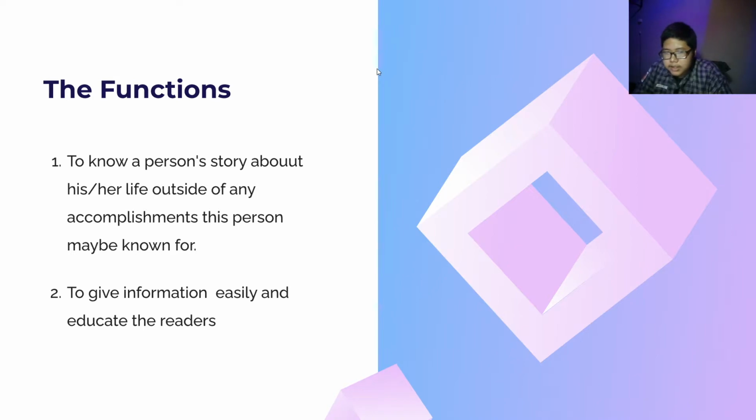Next is the functions of biography text. The first function is to know a person's story about his or her life outside of any accomplishments this person may be known for. And then the second function is to give information easily and to educate the readers.